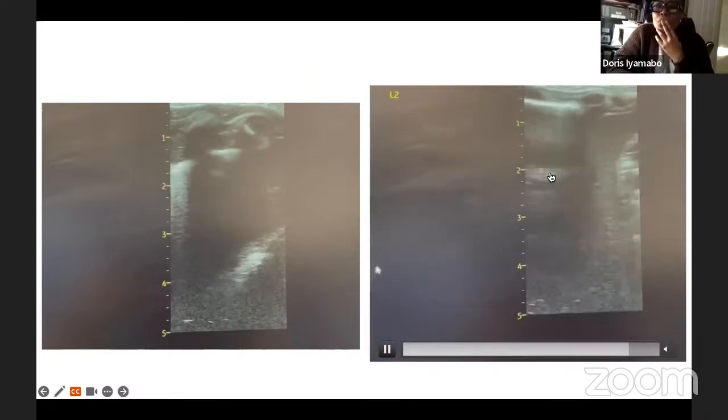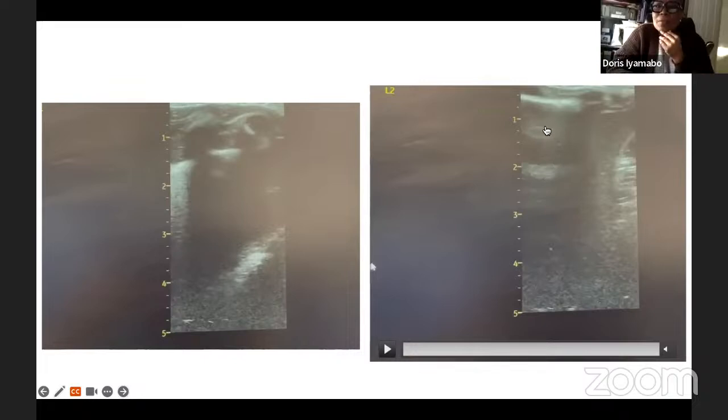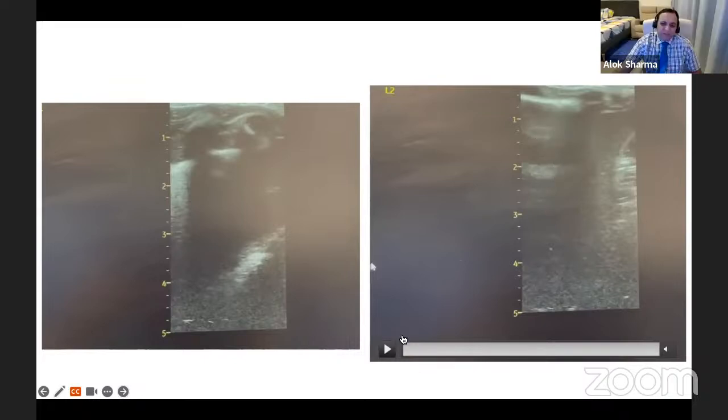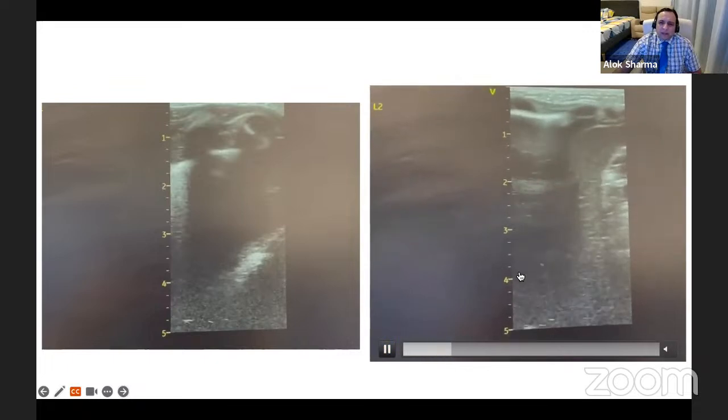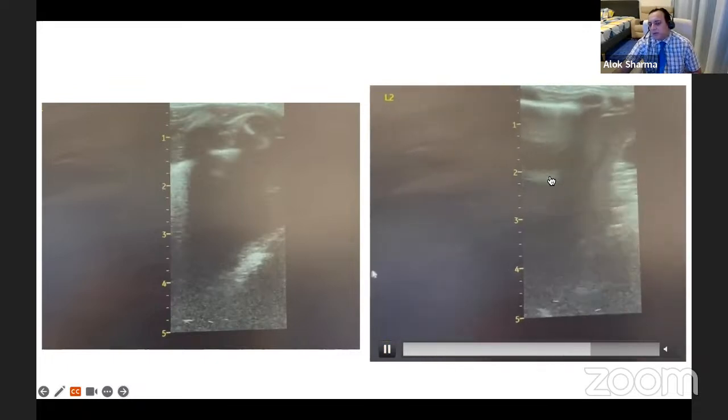That is probably a consolidation. It's not a clear A line. An A line would be like a parallel line. For me, that's a consolidation. And what about these two? Same? Play it again. I think that's an A line. There may be an element of consolidation as well.